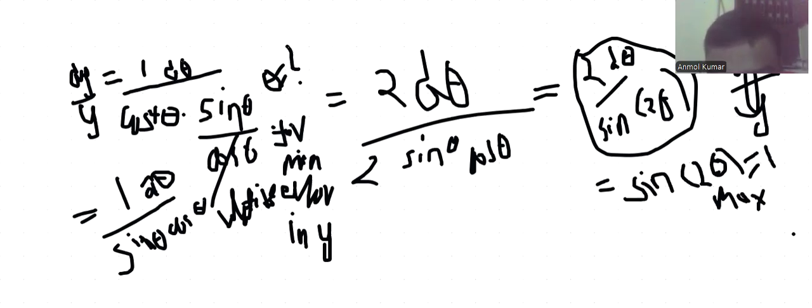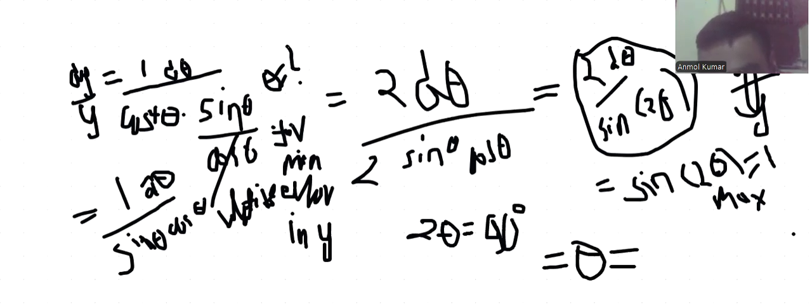So 2 theta, what angle of sine gives you 1? It is 90 degrees. So 2 theta here becomes 90 degrees, because sin 90 is 1. So here sin 2 theta is 1. Comparing both, we get 2 theta is equal to 90 degrees. Of course, if 2 theta is equal to 90 degrees, then it's very easy to say that theta is equal to 45 degrees, which you may write as your final answer.